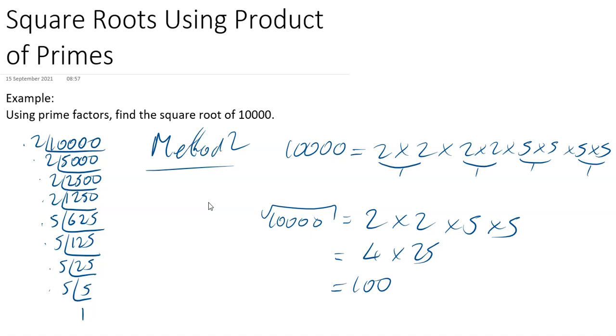So there's your second method, where you're actually pairing the things up like that. A pair of 2s goes down to just 1 2. Another pair of 2s goes down to 1 2. A pair of 5s goes down to 1 5. Another pair of 5s goes down to 1 5.